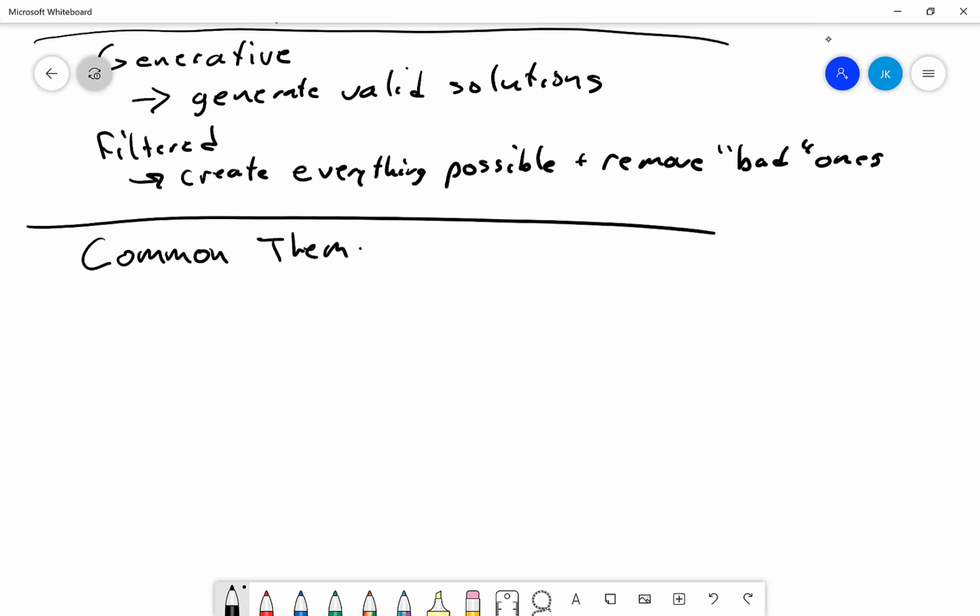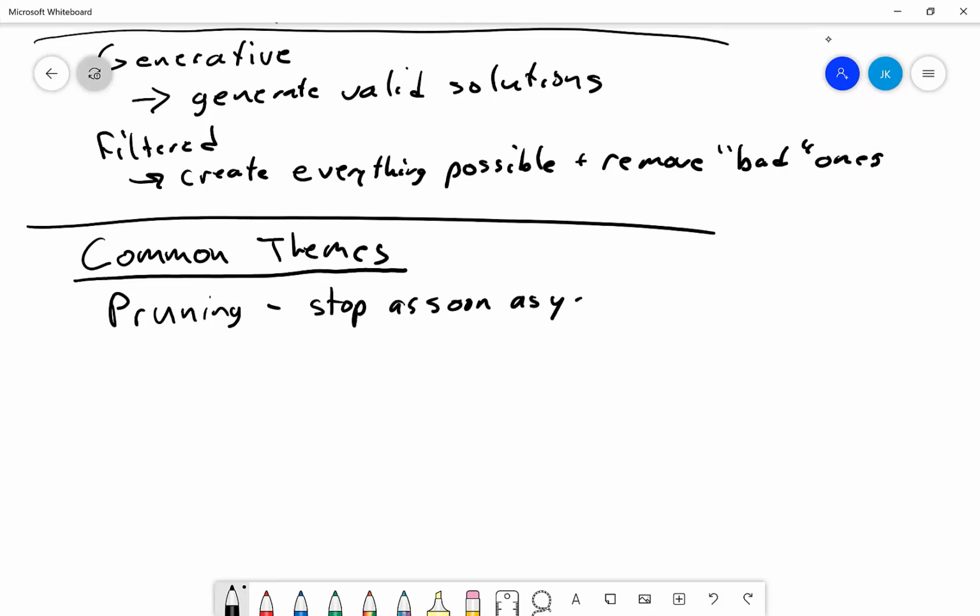Now, I already mentioned there's a few different themes that you'll run into when you're dealing with brute force methods. So one of them, the one that I mentioned before, is pruning. And the idea of pruning is that you stop as soon as you know that something won't work. Sorry, my writing doesn't keep up with my speech. And while this might seem obvious, you often have to put special things in your code to handle pruning.